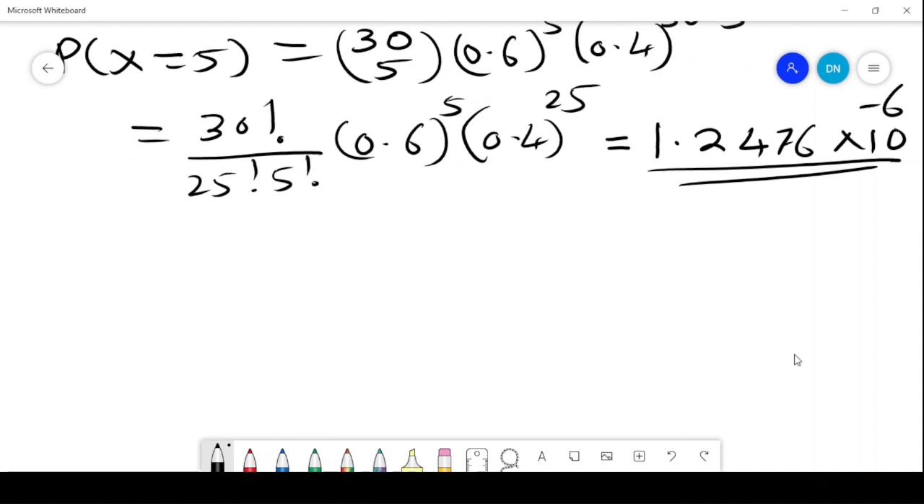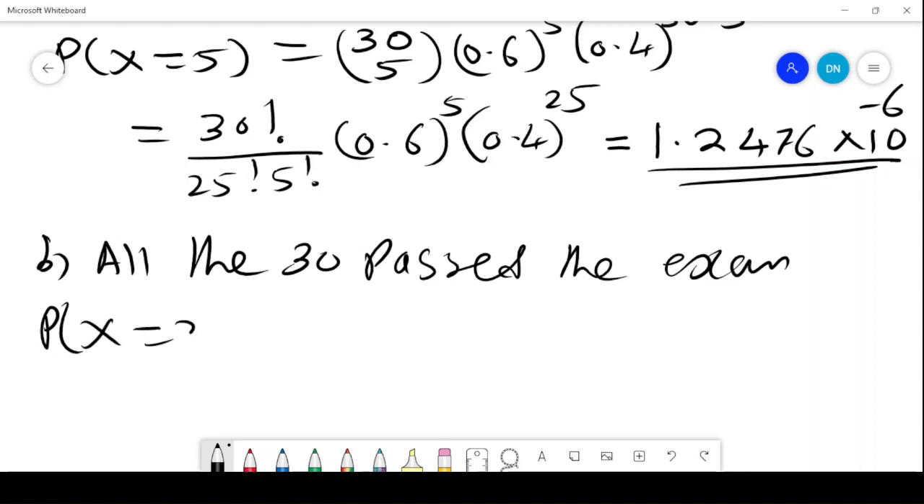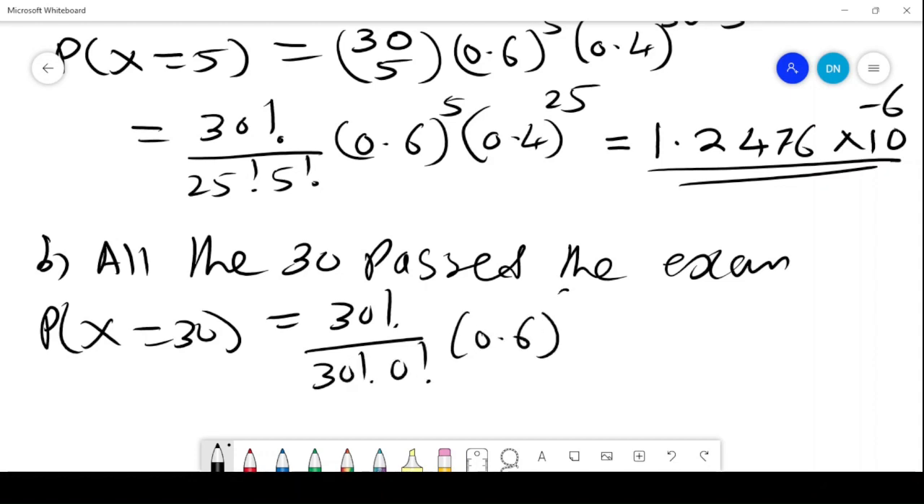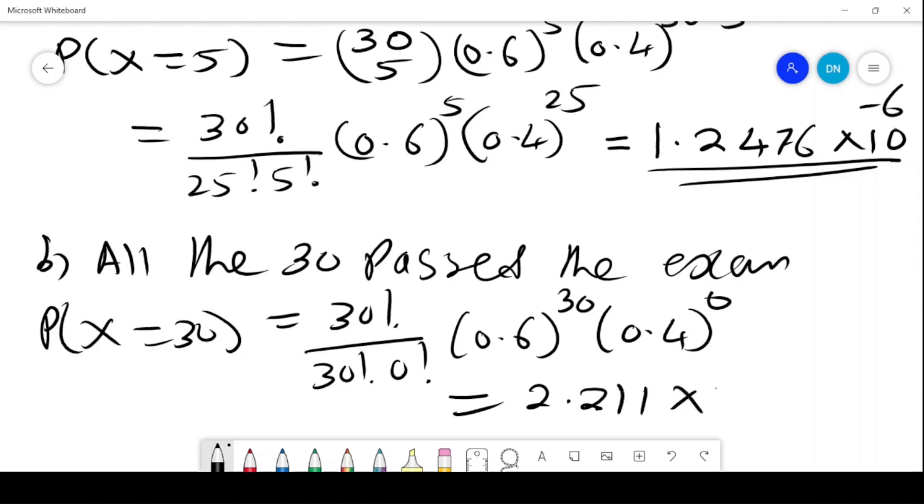The probability is very low, 1.2476 times 10 raised to power negative 6. The probability that x is equal to 30 is 30 factorial over 30 factorial times 0 factorial, times 0.6 to power 30 and 0.4 to power 0. It's 2.211 times 10 raised to power negative 7. That's the probability that all 30 will pass the exam.